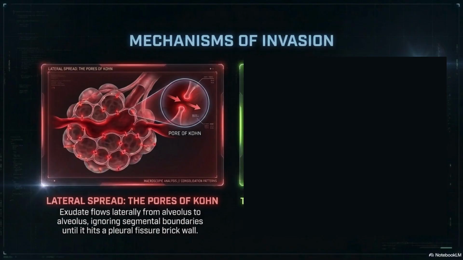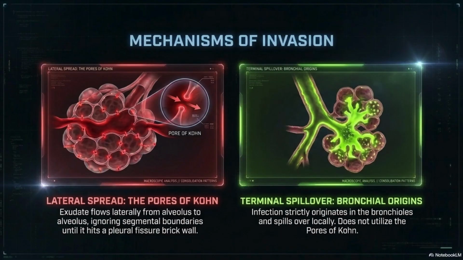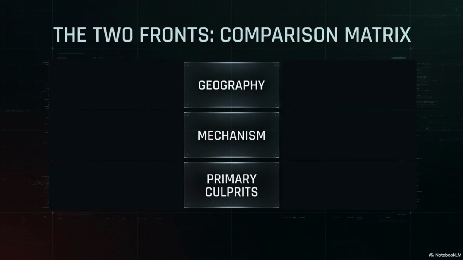Conversely, in bronchopneumonia, we see terminal spillover from bronchial origins. The infection strictly originates in the bronchioles and spills over locally. It does not utilize the pores of Kohn. Let's lock this down with the two fronts comparison matrix.